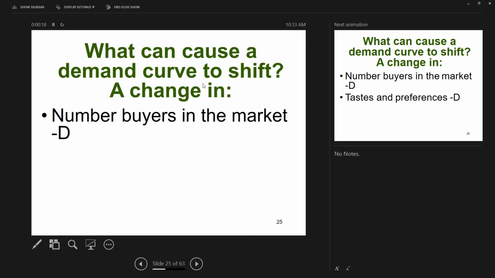What we're going to talk about today is the rest of demand. What will cause a change in demand? Remember, a change in demand is a shift in the curve.